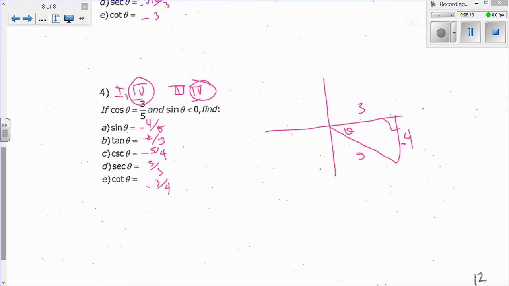Okay, for number 4, if cosine theta is equal to 3/5, it's positive. Cosine's positive in 1 and 4. And sine theta is less than 0, which is negative, so it means we're in 3 or 4. Find the remaining trig functions. So cosine is adjacent over hypotenuse, so 3/5.